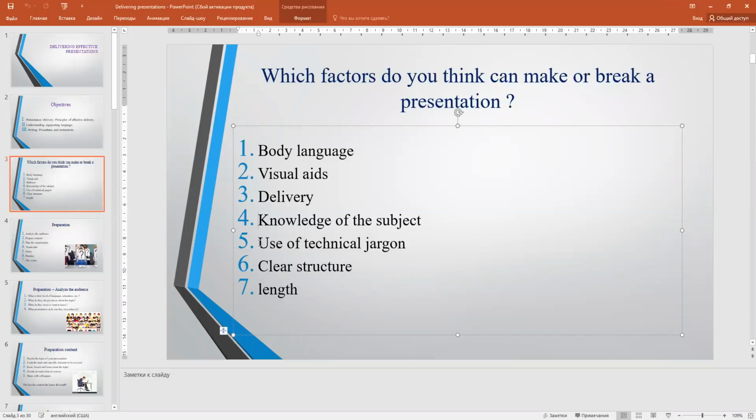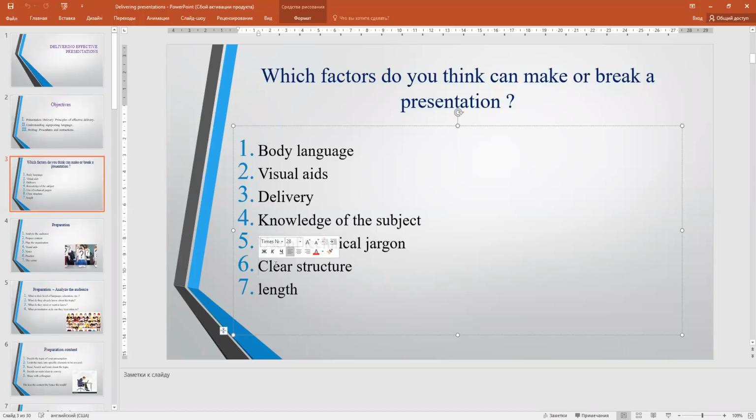The use of technical jargon may affect your presentation negatively. Why? Because jargon, as you know, is a strange language. In the presentation, you should use academic language. You should know how to speak formally, and how to ask or suggest something in a better and smoother way. Keep this in mind.